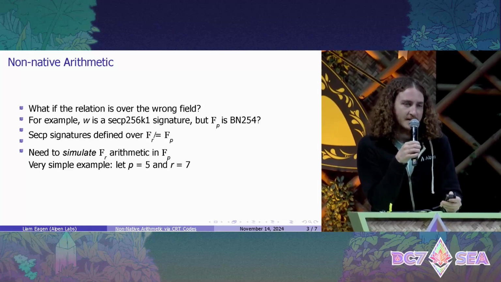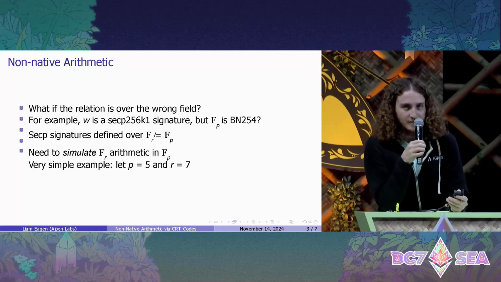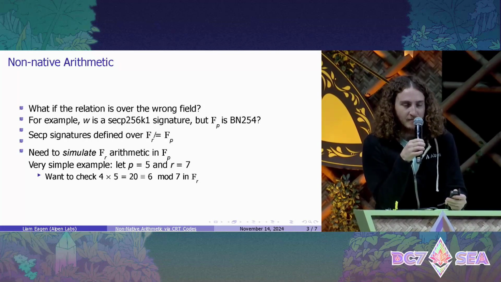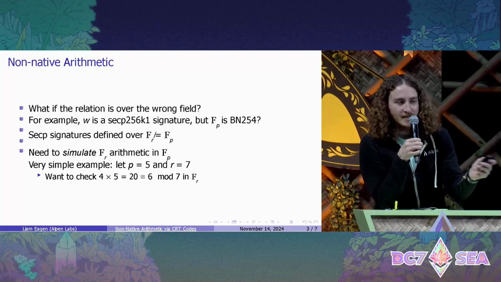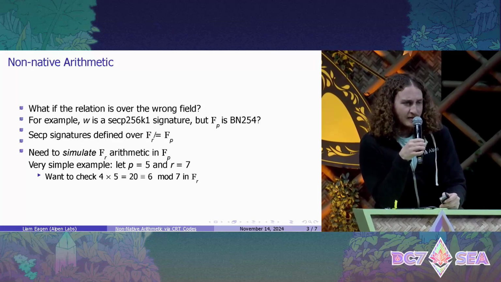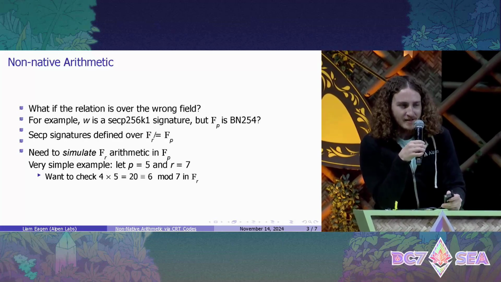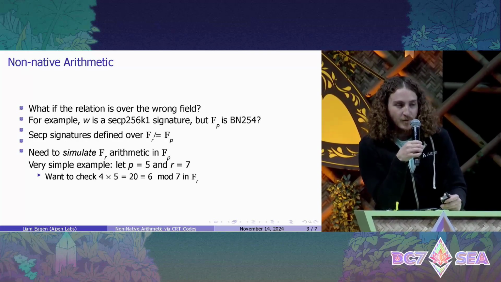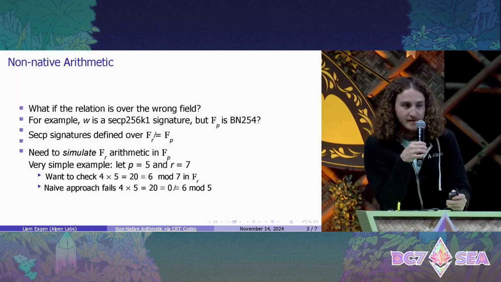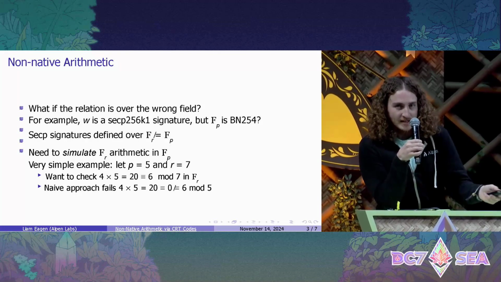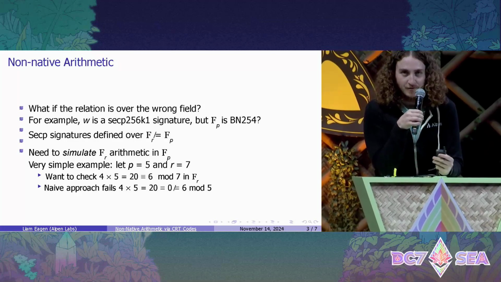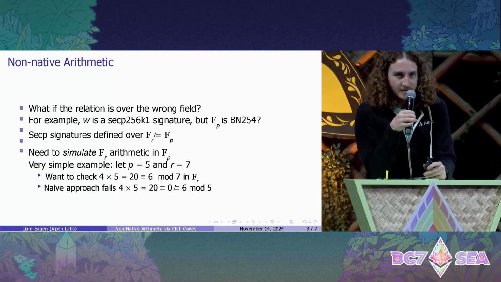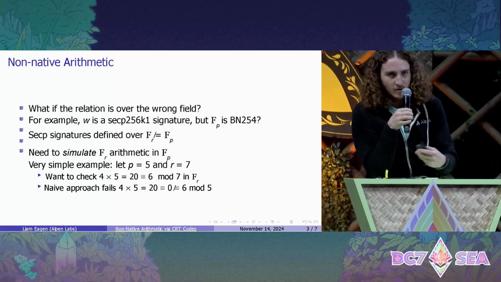So just as a simple example of why this doesn't work, suppose we wanted to check that 4 times 5 mod 7. You can check that all the arithmetic there is right, and 4 times 5 is 6 mod 7. But then if our proof system is defined mod 5, then directly carrying out the computation will yield the wrong result. So they're fundamentally different spaces for doing arithmetic, and so you need to simulate the one inside of the other.